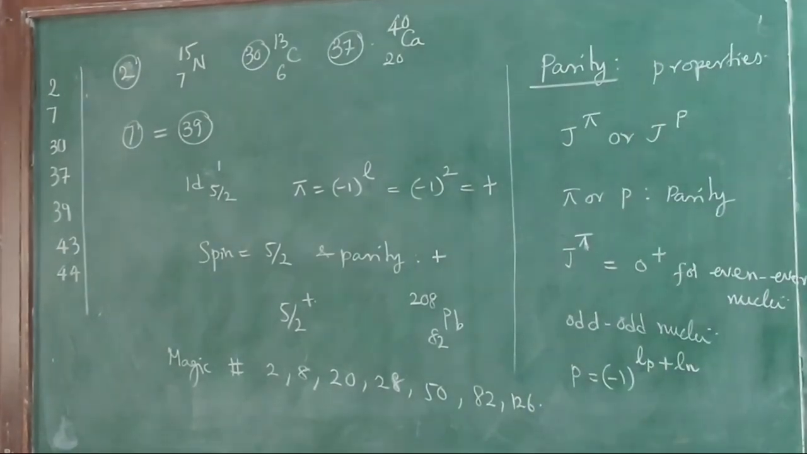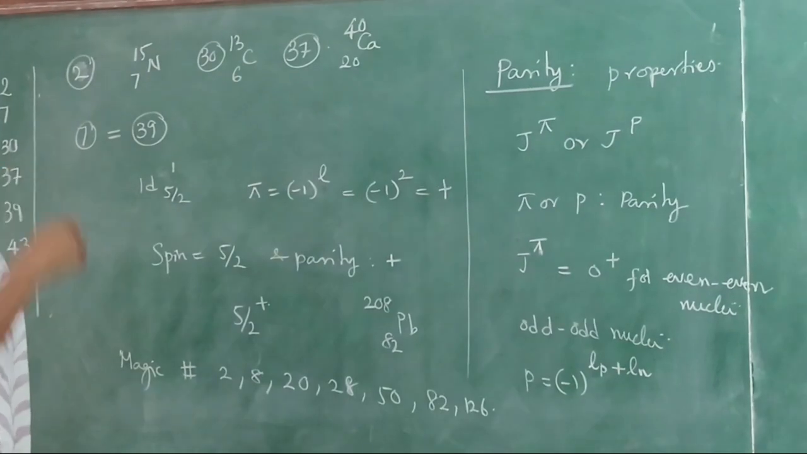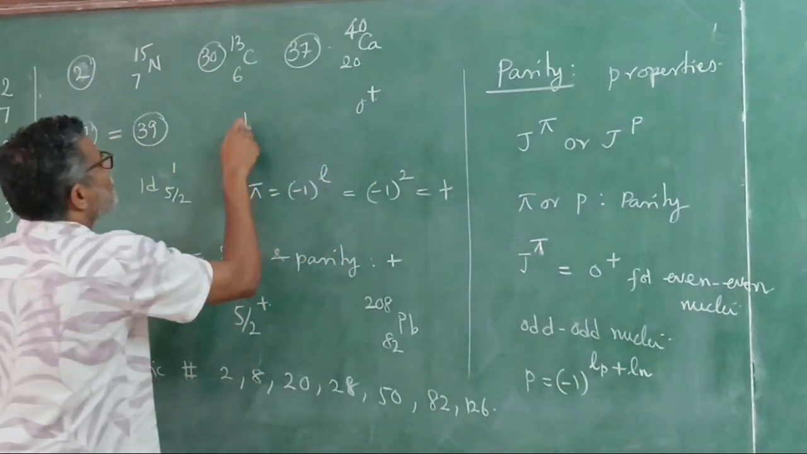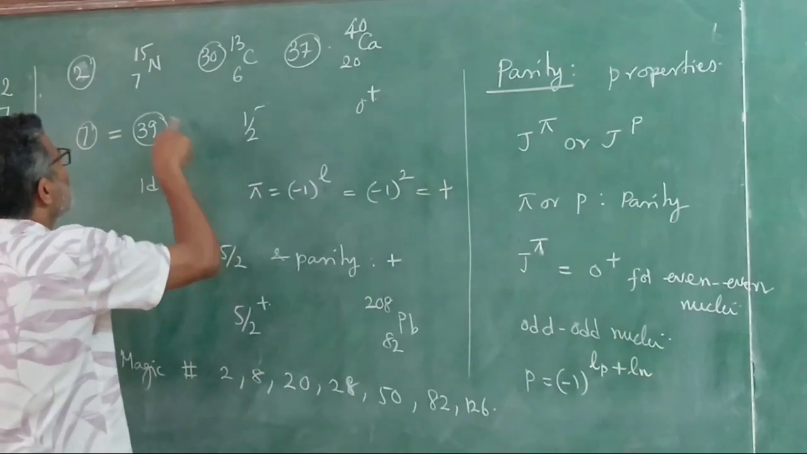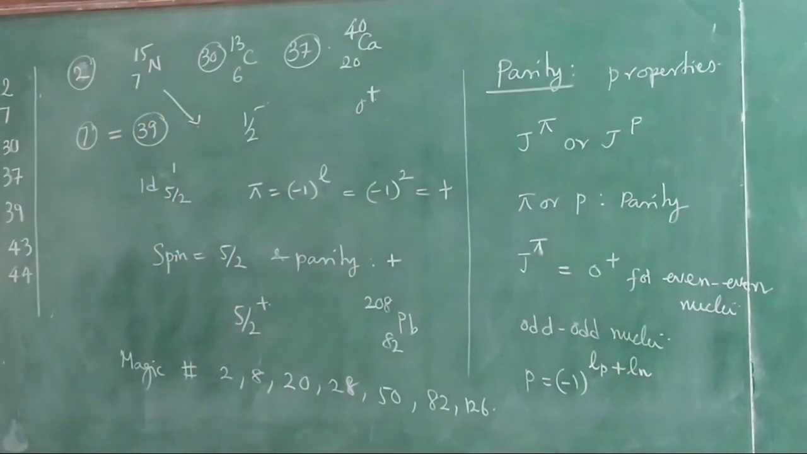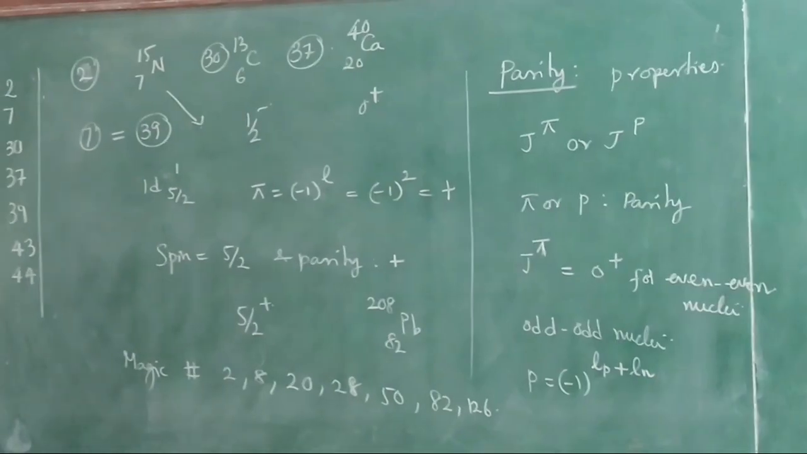What do we do? Nobody will. Any question? This is 0 plus, and this one is 1 by 2 minus, and this one also 1 by 2 minus. So the spin and parity is 1 by 2 minus.